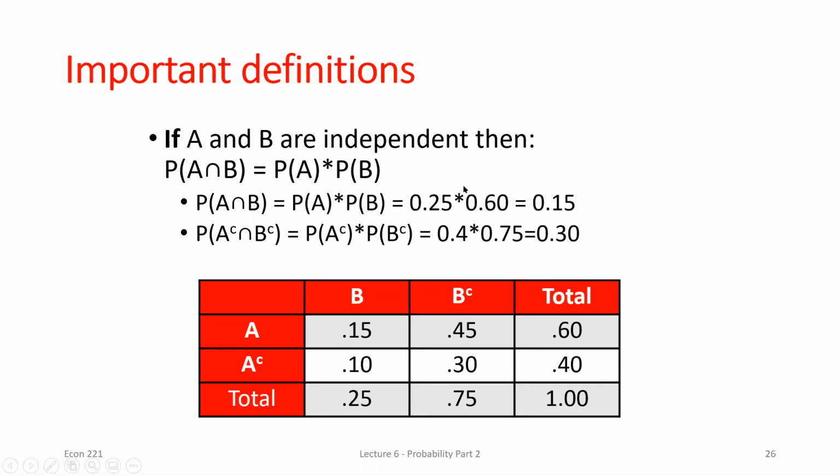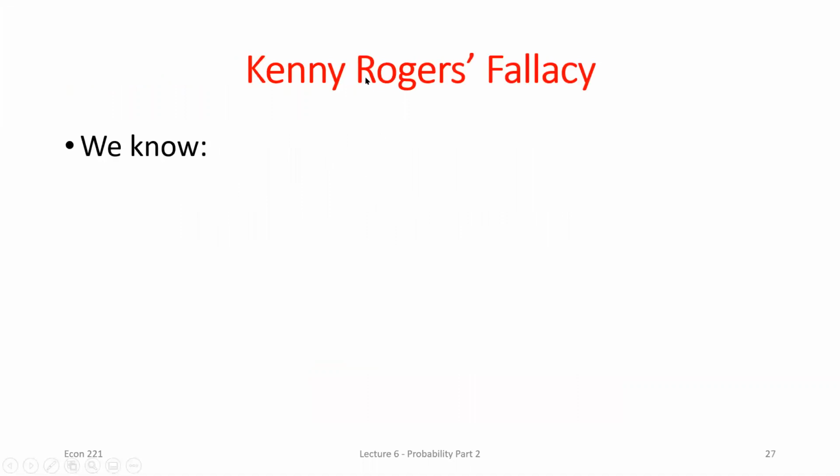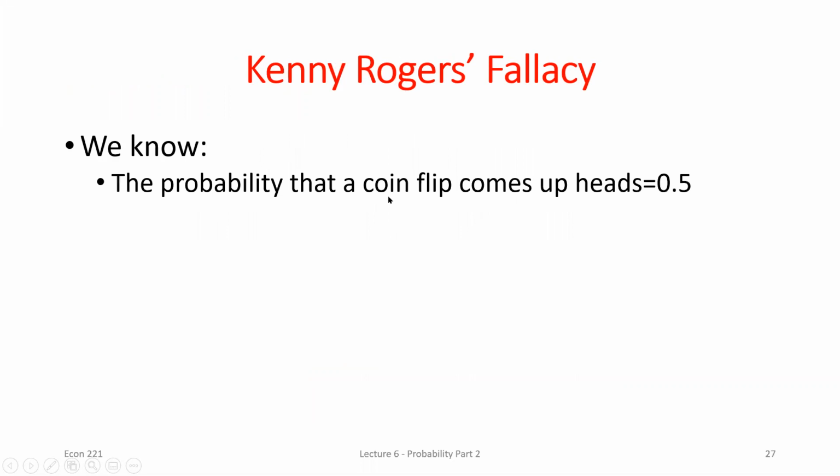All right. So let's use this idea of independence and see how it gets applied to some real situations. So I put here, think about this as Kenny Rogers or the Gambler's Fallacy, right? So we'll start out with this scenario. Think about if I flip a coin, what's the probability it comes up heads?